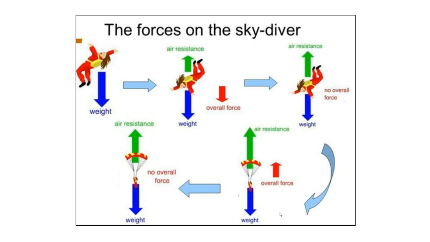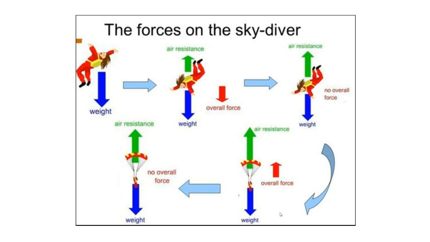By doing so, the air resistance is also going to increase until a certain point where the air resistance is exactly the same as the weight. At that point, we say that the forces are balanced, and when forces are balanced, an object stops accelerating. So the skydiver reaches a speed that's going to stay constant for a while, and that is called the terminal velocity.